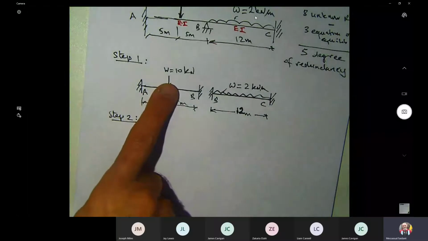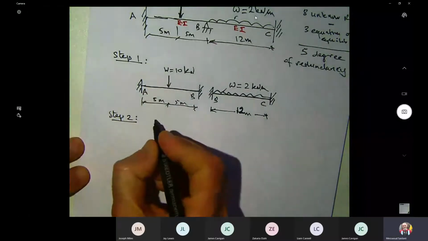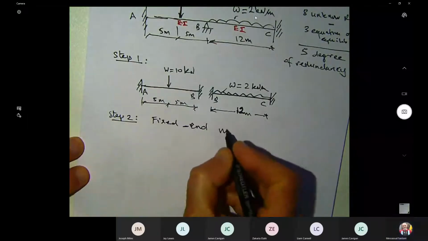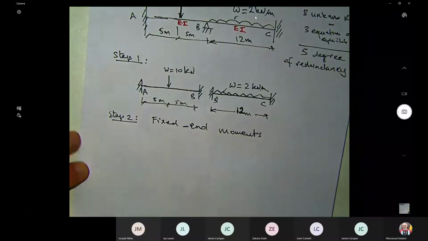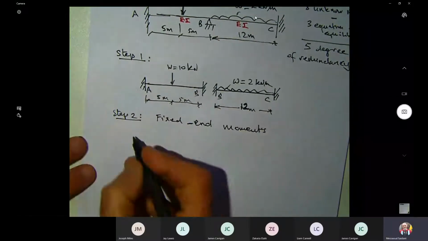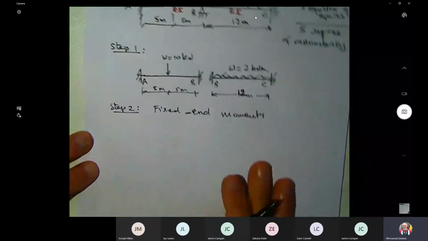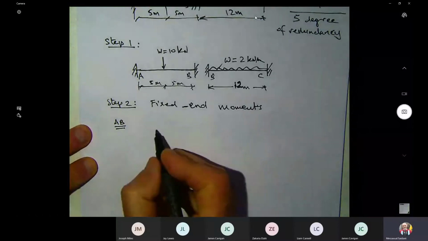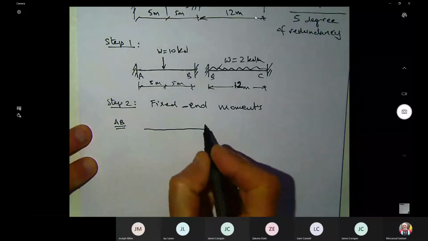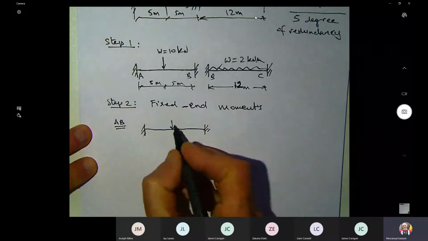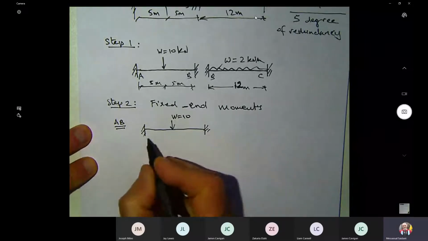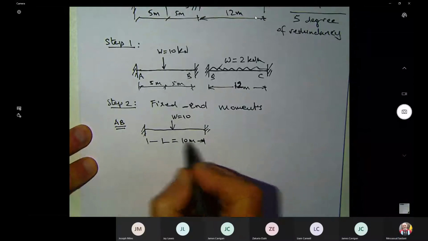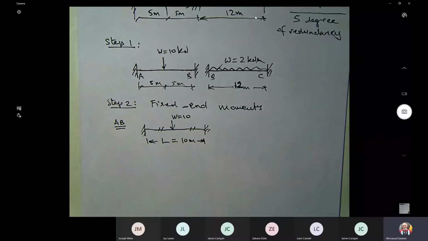So let's start with AB. So step 2, fixed end moments. So fixed end moments is the 3rd step. So we do beam by beam, case by case. So we start with AB. So this is AB here. Okay, and we have a load W, 10, and the span is 10 meters. Okay, and it's in the middle, mid-span.